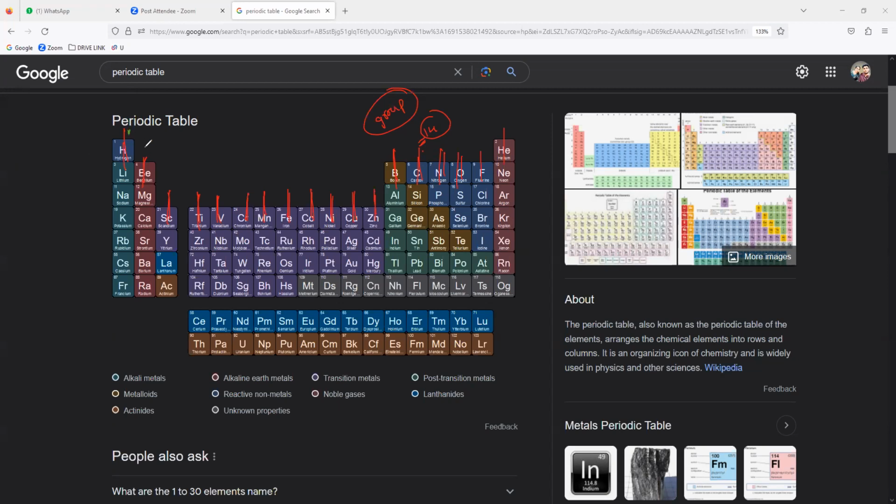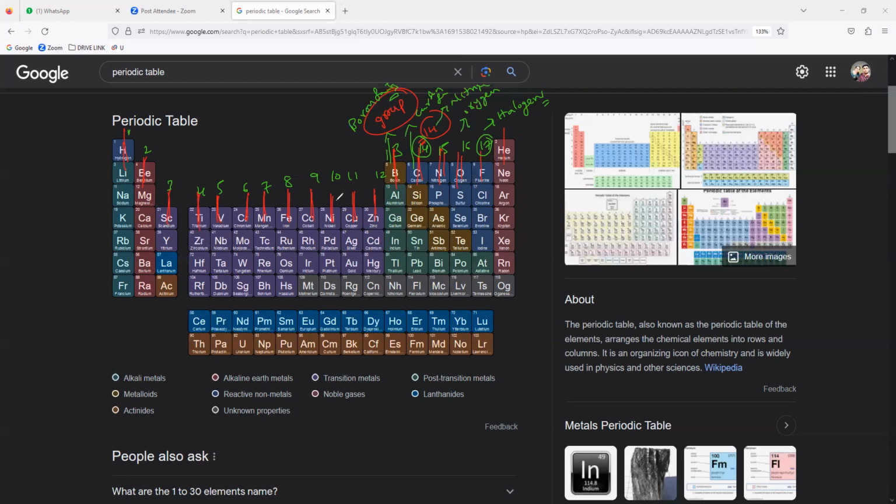Totally, we have 18 groups. Group 1, group 2, group 3, 4, 5, 6, 7, 8, 9, 10, 11, 12. This is 13 and this is 14. 15, 16 and 17. Keep it in mind. The 17th group we call halogens. The 16th group is called the oxygen family. The 15th group is called the nitrogen family. The 14th group is called the carbon family. And the 13th group is called the boron family. So this is the basic information about the periodic table. Just remember. So carbon belongs to what group, everybody? Carbon, 14th group, carbon family.